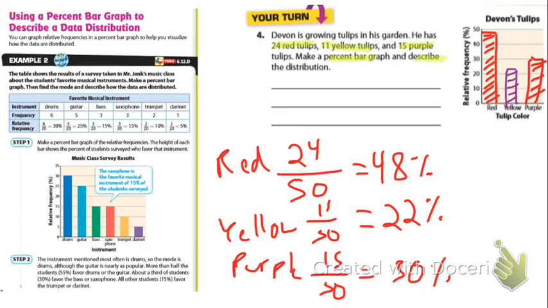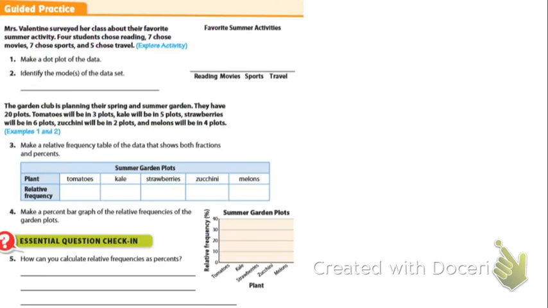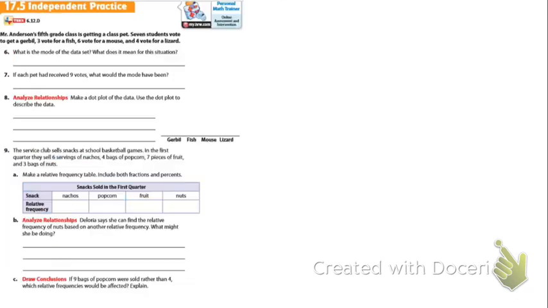So, hopefully that helped you out. I'd like for you to please go ahead and work on the guided practice. Please work on 1 and 2, 3 and 4, and also on the independent practice. On the independent practice, please only do number 6, 8, 9, and 9A, okay? All right, kiddos. Sorry, my time is up.